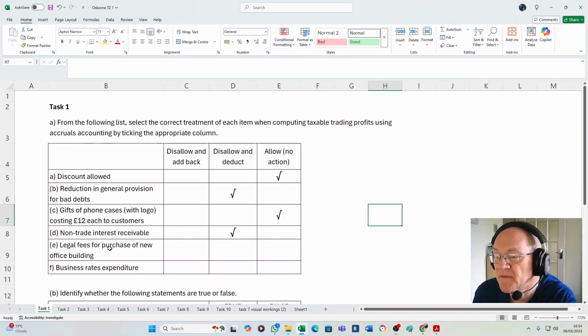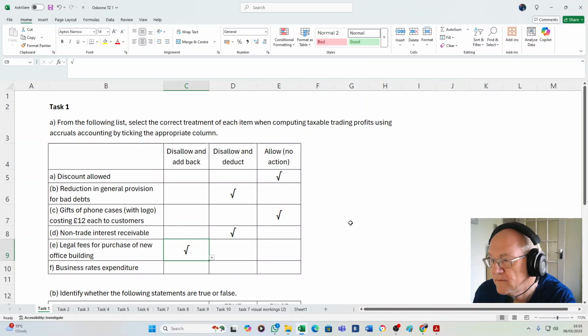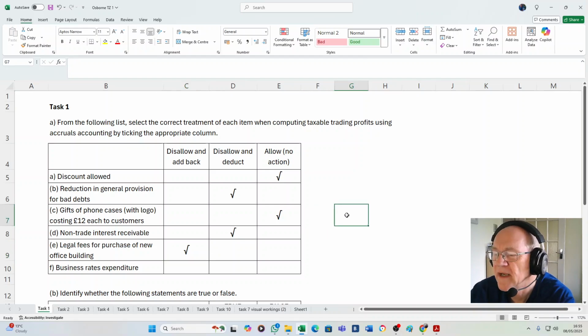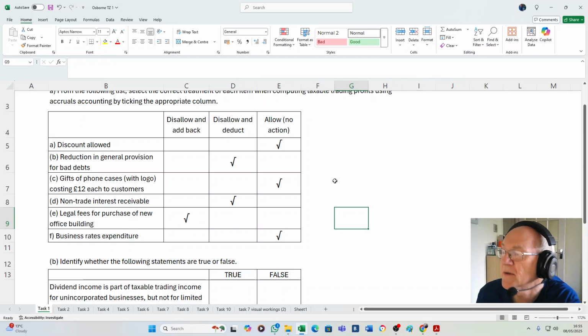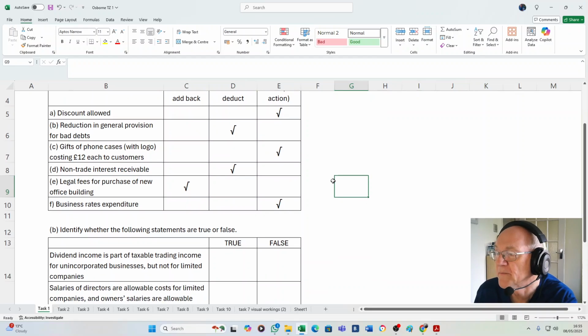Legal fees for purchase of new office building. Well, we put those in as an expense, but they're not, they're capital. So again, we're not ignoring them, we're still paying them. This is going to be added to the capital cost of the new office building. And then business rates is perfectly okay. Just why on earth that's in there, I don't know. Hopefully it won't catch many students out if it comes up. Normal household rates, that of course wouldn't be.